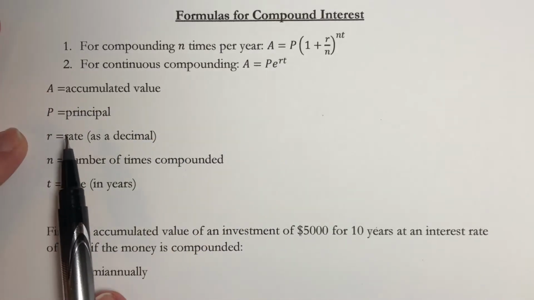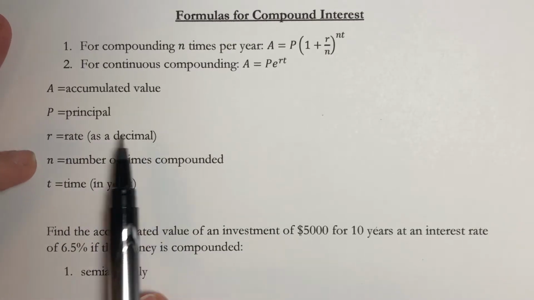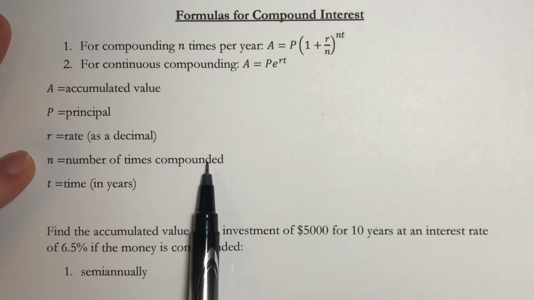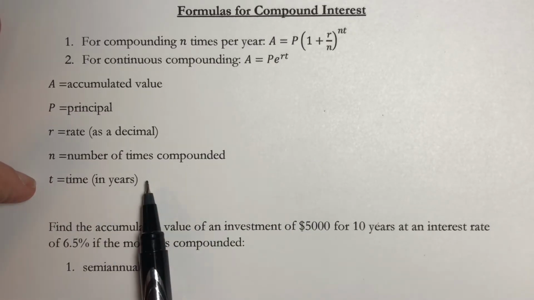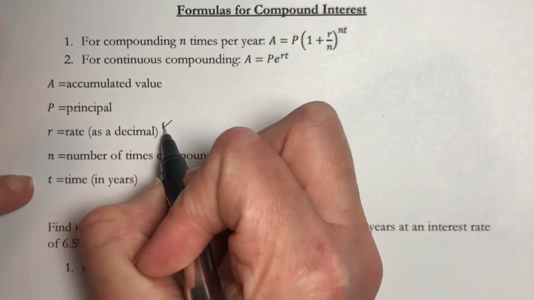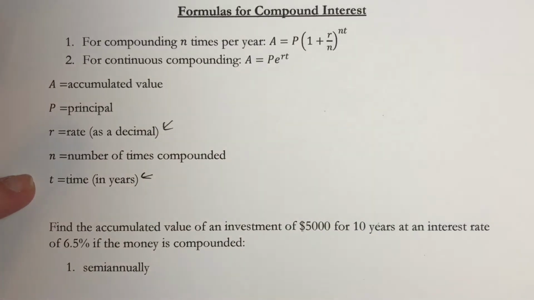The rate is the percentage of interest, and we write it as a decimal always. N is the number of times it's compounded per year. And T is the time in years. It's very important that you keep it as a decimal. It is very important that you keep it in years.